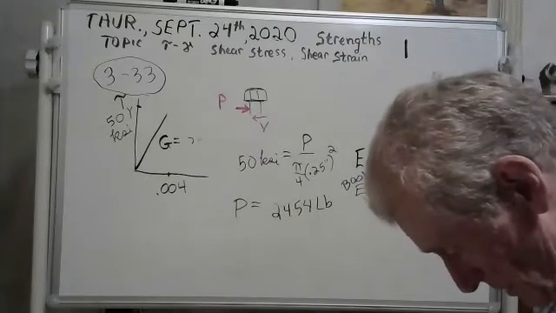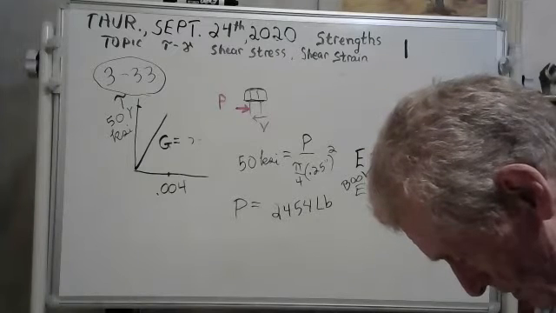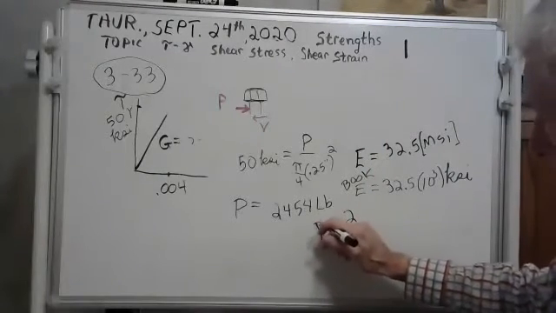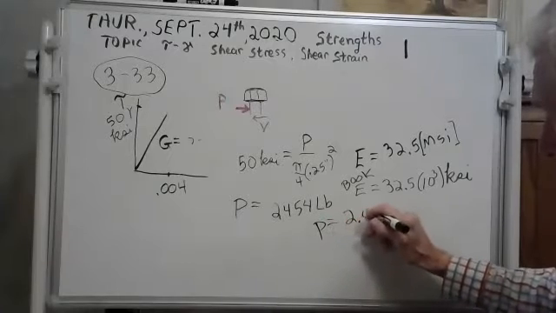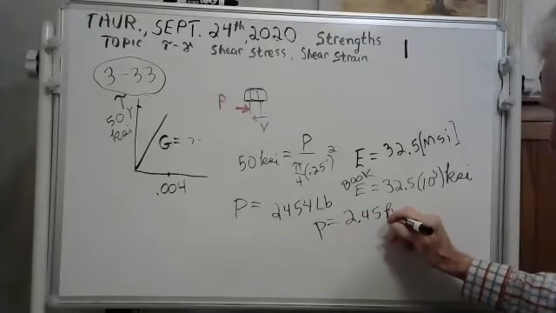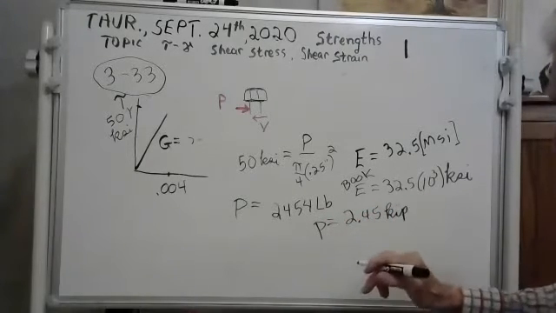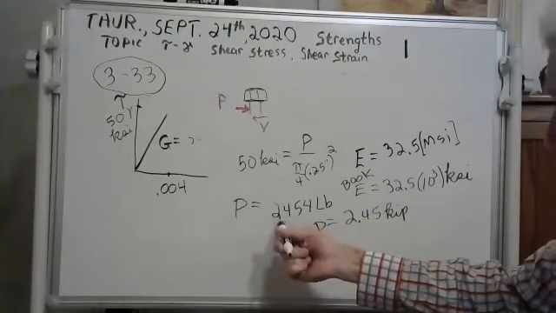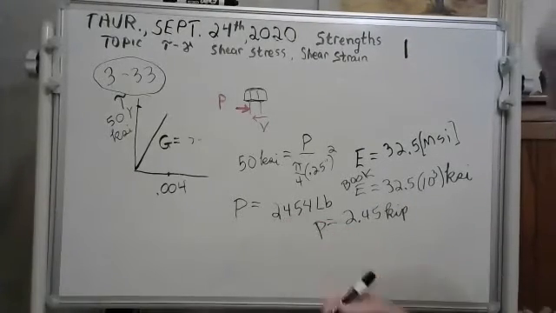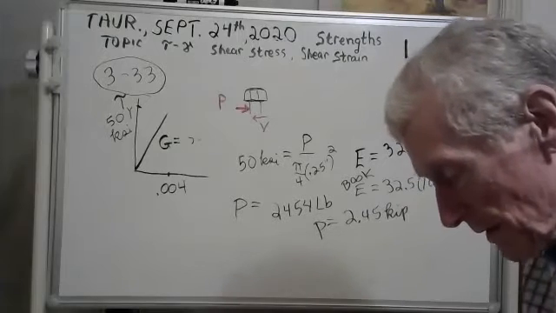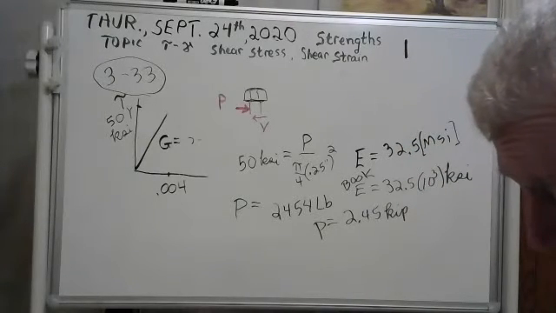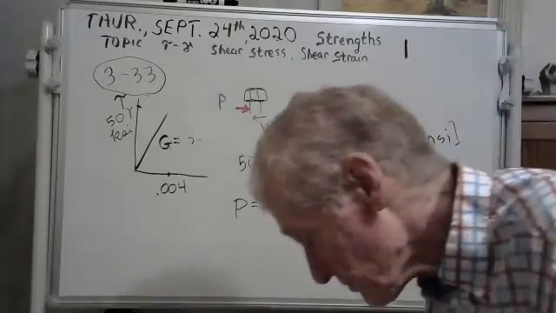And then they said P equals 2.45 kip. Well, that's the same thing we got. That's 2,454. Yeah. Hey, we did great. We just did problem 333. Do you have any questions?